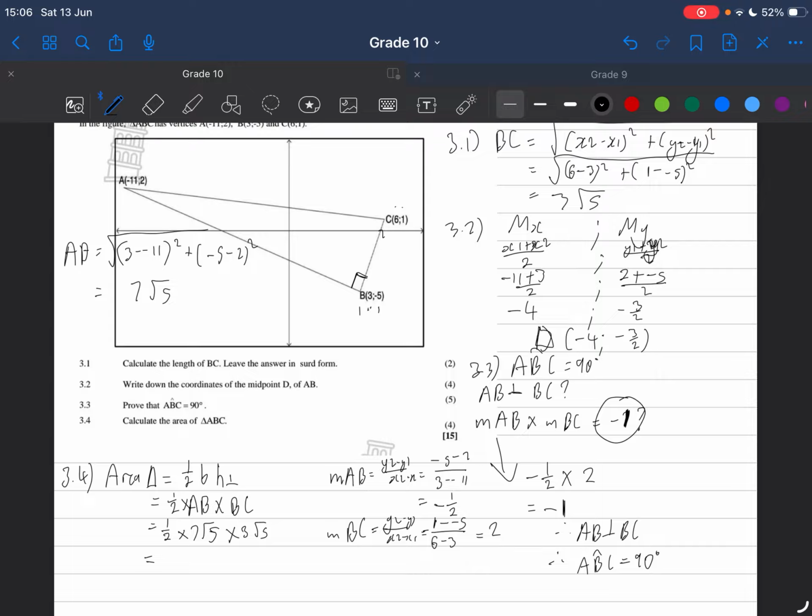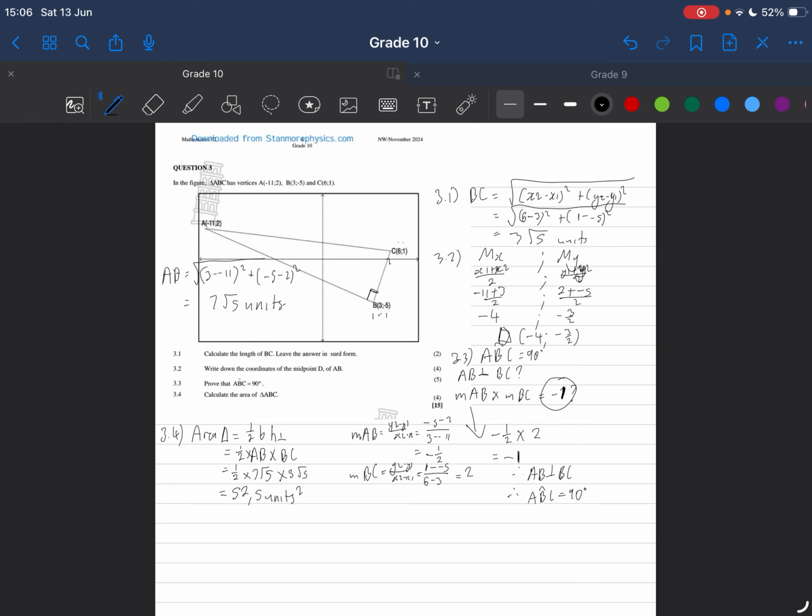And then if you multiply those together, a half times 7 root 5 times 3 root 5, your answer is going to be 52.5 units squared. That reminds me that this is also units and this is also units. Alright, so distance has length of units.